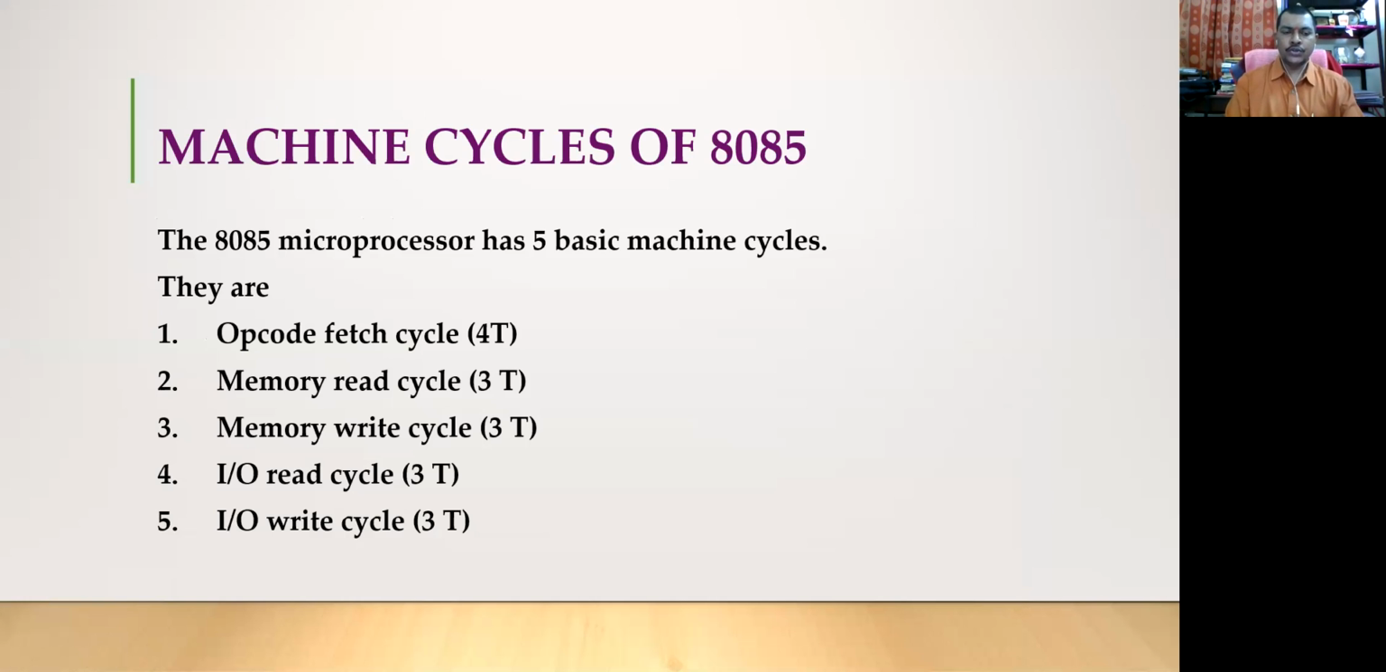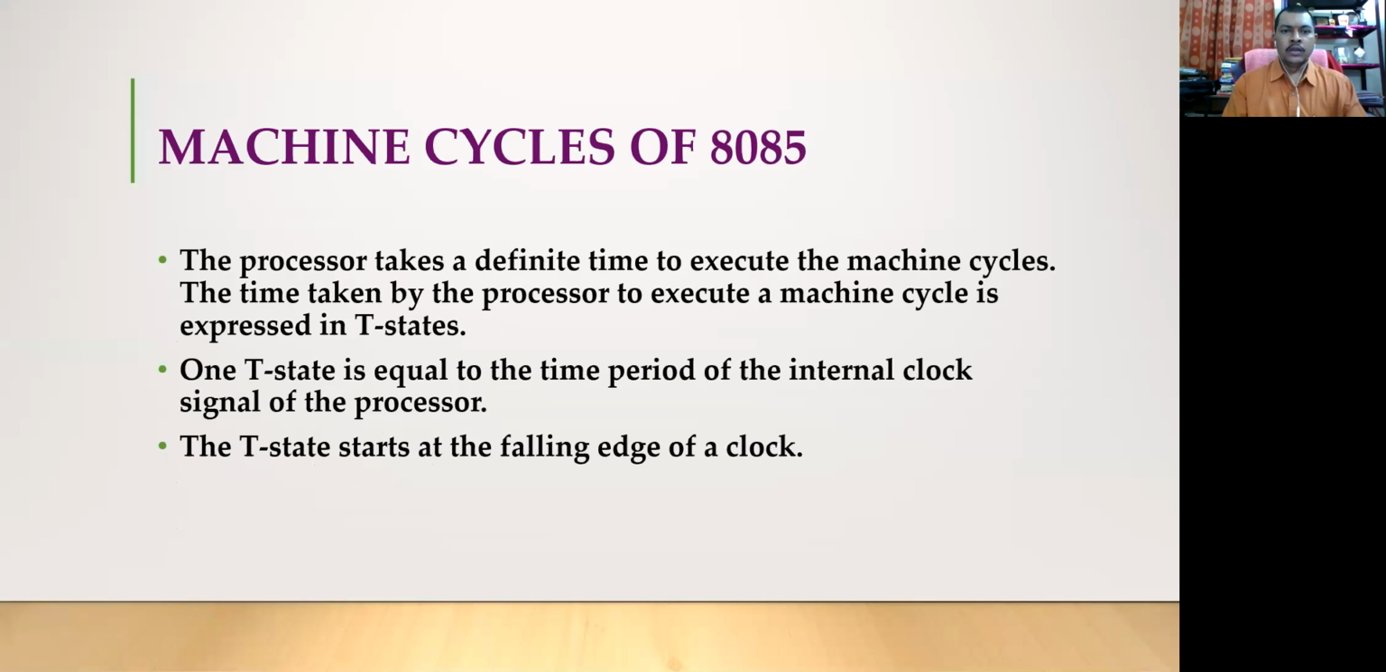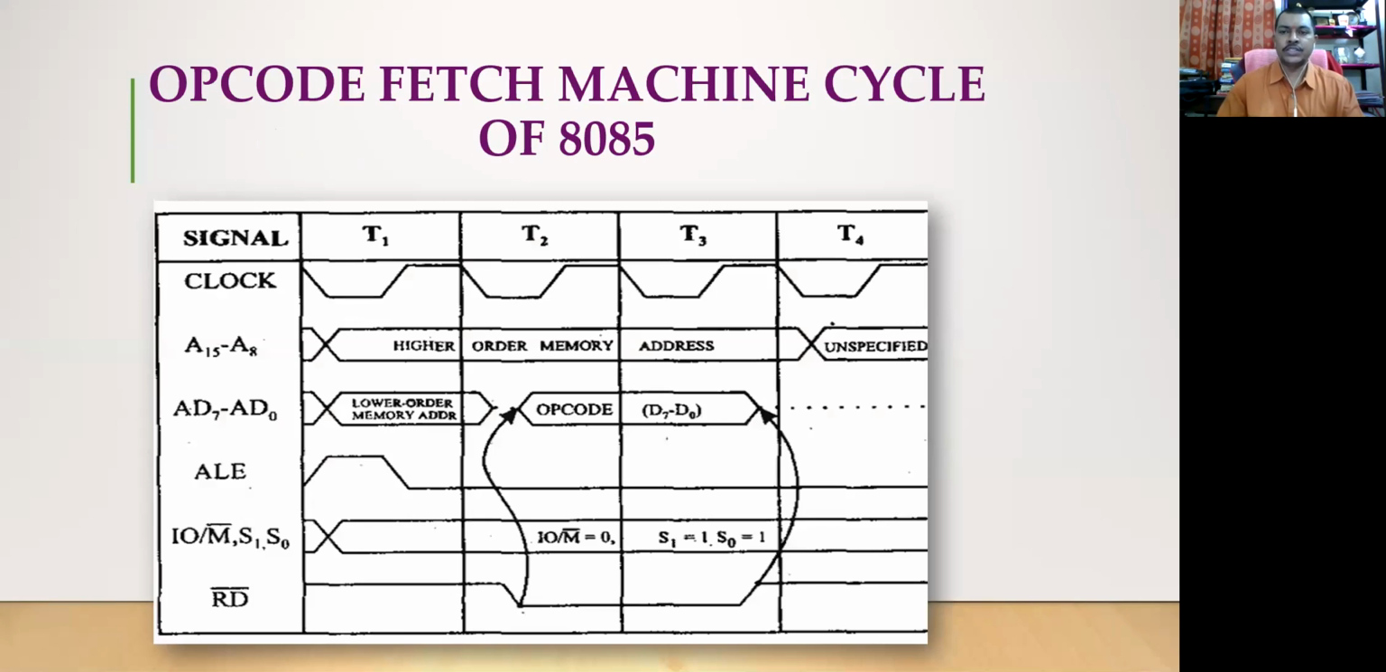So the machine cycles of 8085 are: opcode fetch cycle, that is 4T; memory read cycle, 3T; memory write cycle, 3T again, 3 timing clock pulses; input output read cycle, 3. The processor takes a definite time to execute a machine cycle. The time taken by the processor to execute a machine cycle is expressed in T states. Then this is how the opcode fetch is done by the machine cycle. It requires T1, T2, T3, and T4 for the opcode to be fetched from the memory location to the microprocessor unit.